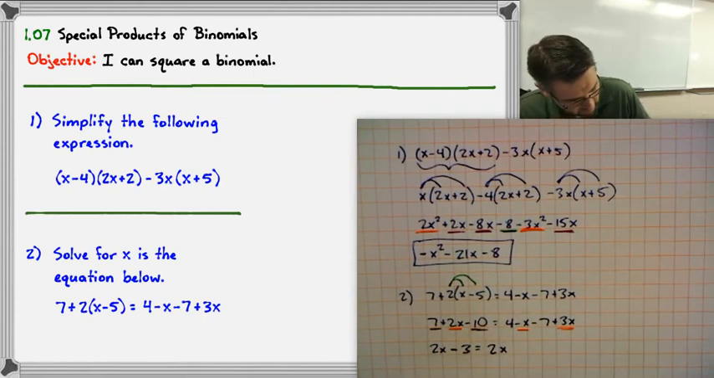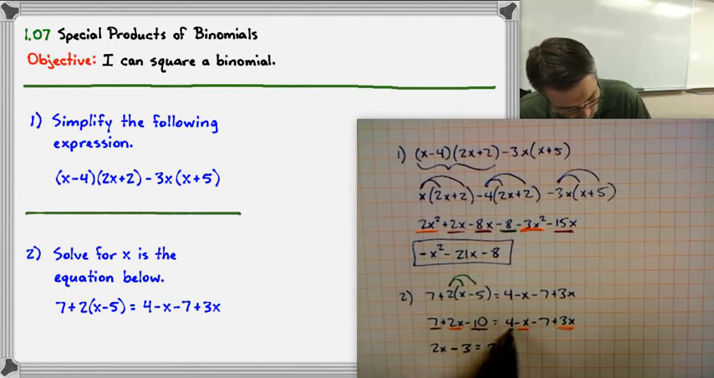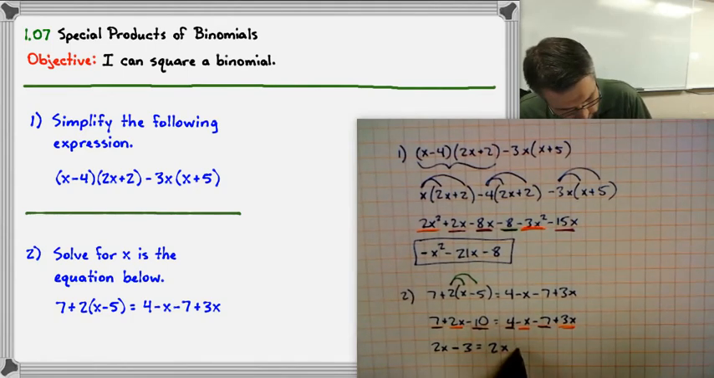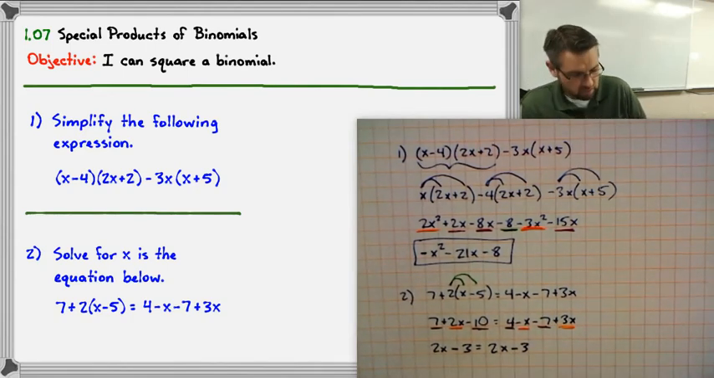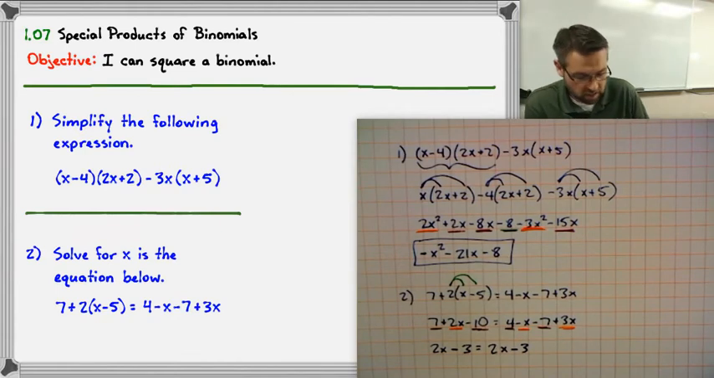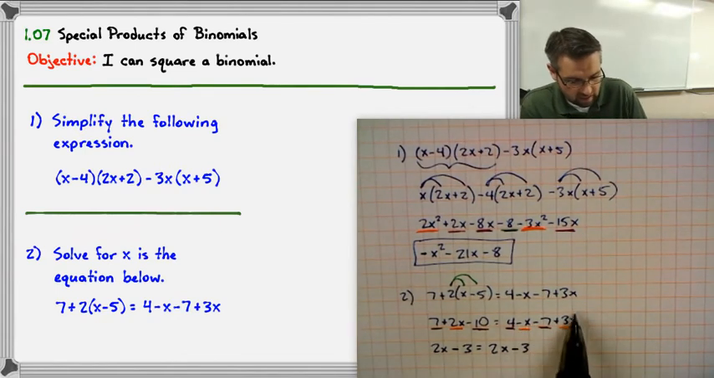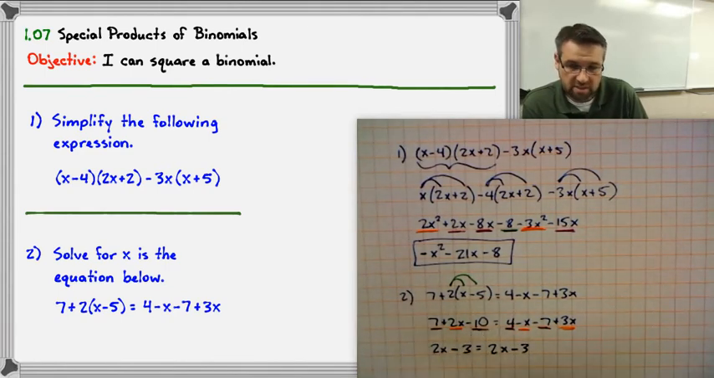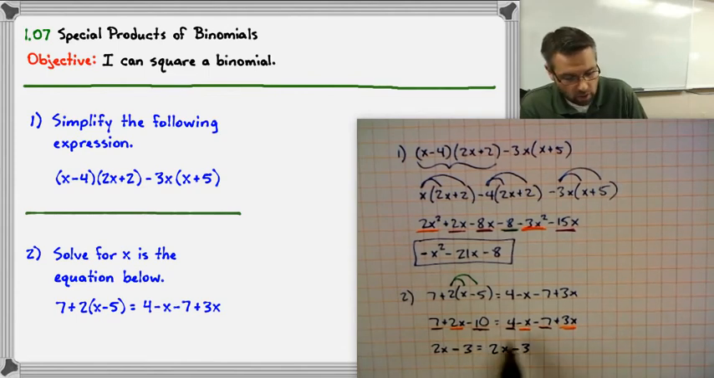And then we have the 4 and the negative 7, which is going to turn into negative 3. Interesting. 2x minus 3 equals 2x minus 3. Notice one thing I didn't do is I did not combine these x's with this x. I did not combine these constants with these constants because they're on opposite sides of the equal sign. So we don't want to just combine them all.